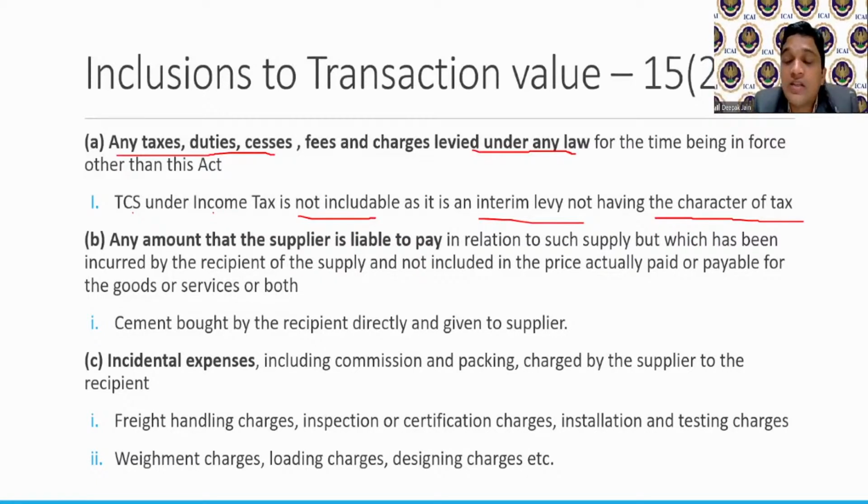So you still continue to charge GST on the 1 lakh rupees itself. Don't charge on that 5,000 rupees. Even though the government has said that any other taxes have to be included, for TCS there is a clarification. They're saying that on this TCS, you don't have to collect the GST. You have to collect only on the base value. Okay.